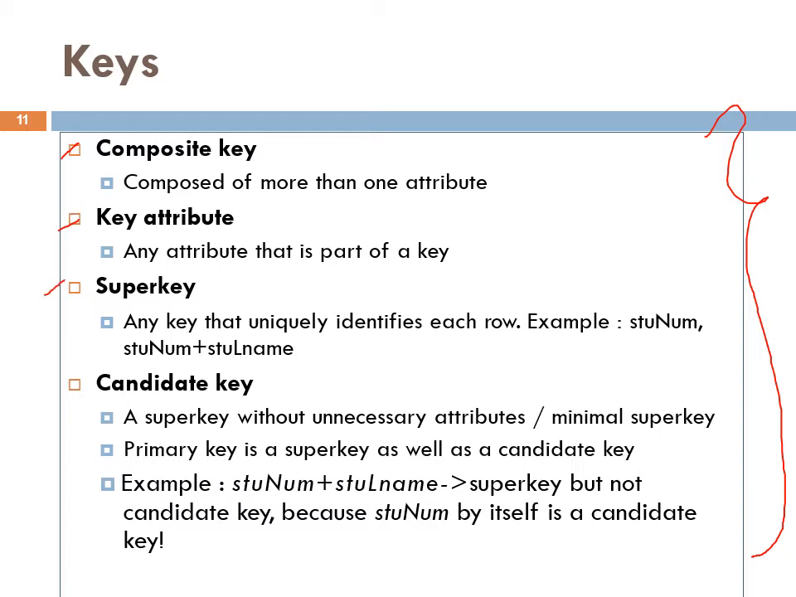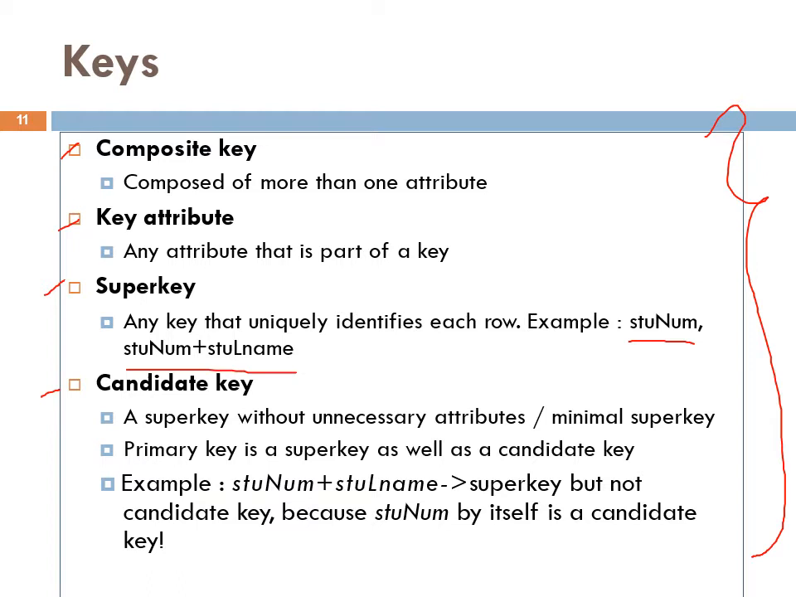A super key is any key that uniquely identifies each row. So basically, a super key functionally determines all of a row's attributes. For example, here, you can use a student number to look up the data on that row for all attributes, or student number and student name, as a super key.